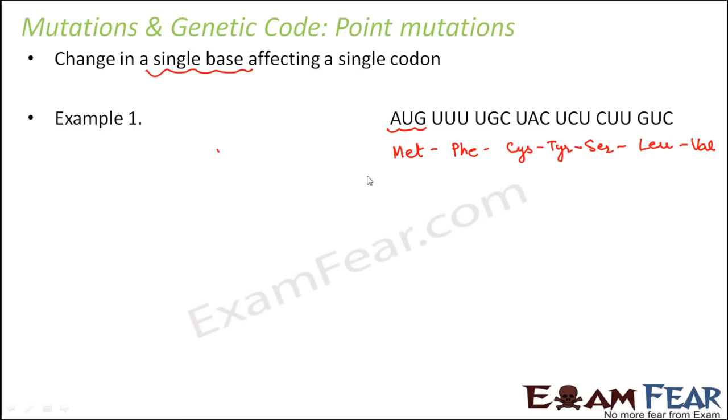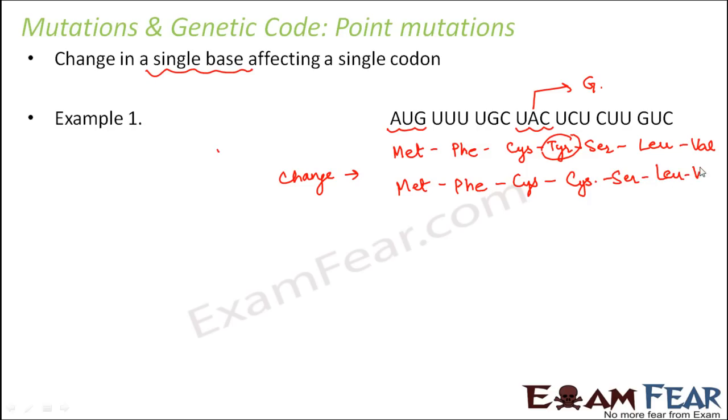So this would be the sequence of amino acids. Now let us suppose there is a change in a single base. Let us suppose that in this UAC, we replace this A with G. So if we replace A with G, what would be the new amino acid sequence? All of these will remain unaffected. But this UAC was earlier tyrosine, and now it is UGC. And what is UGC? UGC is cysteine. Other than this, the entire sequence will remain the same. So you see tyrosine gets replaced with cysteine.